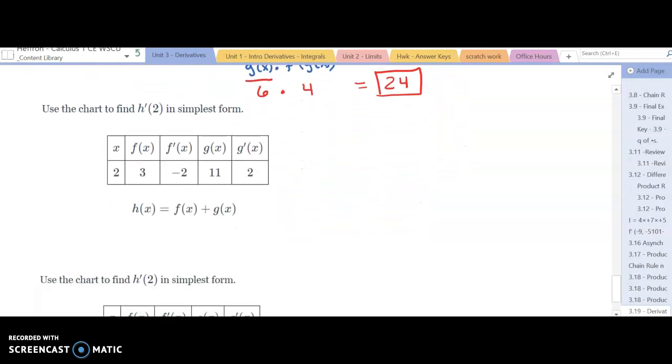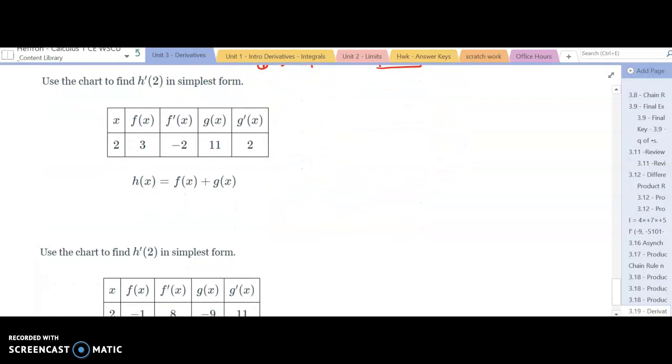Now let's look at a new one in the same grouping. This time they want f of x plus g of x. That's my h. Well, if we want h prime of 2, since there's no multiplication or addition, we can just say, hey, I can find that derivative and add it to that derivative. So what's f prime of 2 plus g prime of 2? Well, I go to my table. f prime of 2 is negative 2. And g prime of 2 is 2. Well, negative 2 plus 2 is 0.